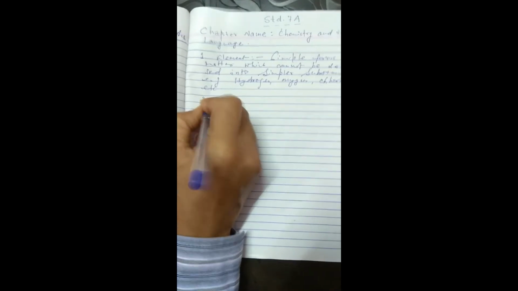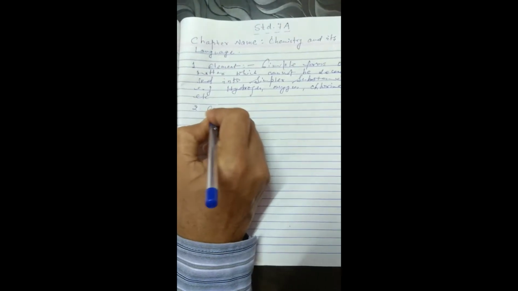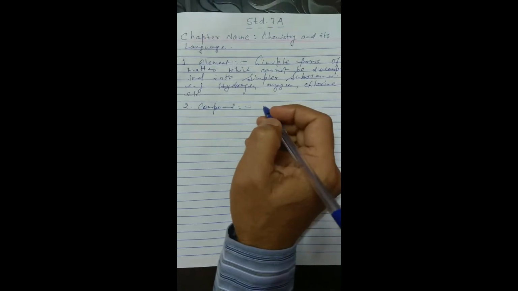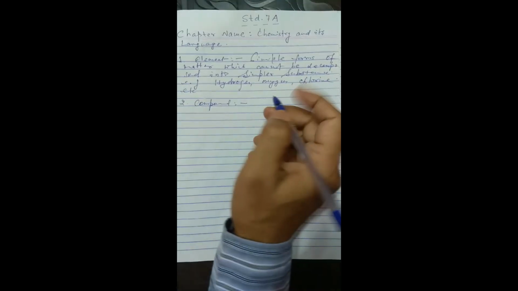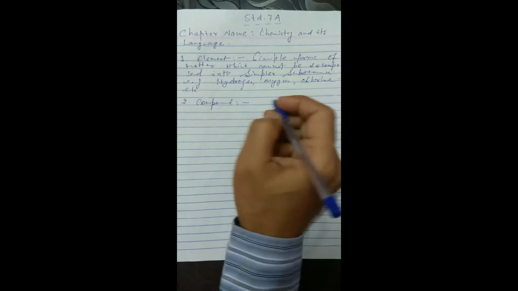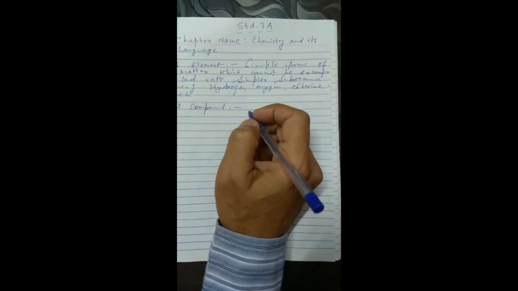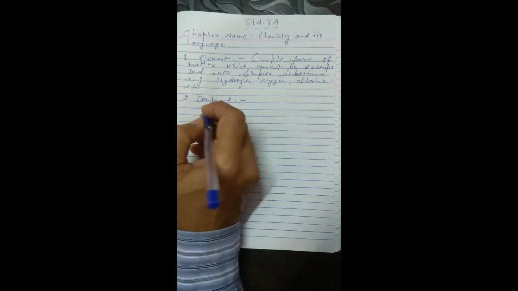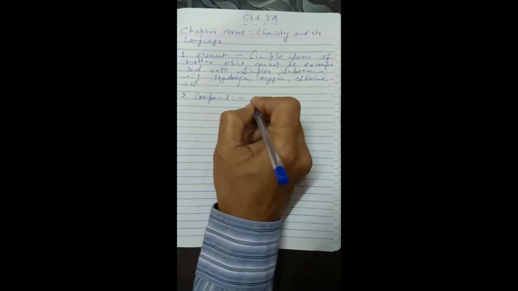Now, the second one is compound. Compound is a substance produced by union of two or more elements in a definite proportion. Definite proportion means that it can be decomposed into two or more simpler substances. Students, you can write the definition.